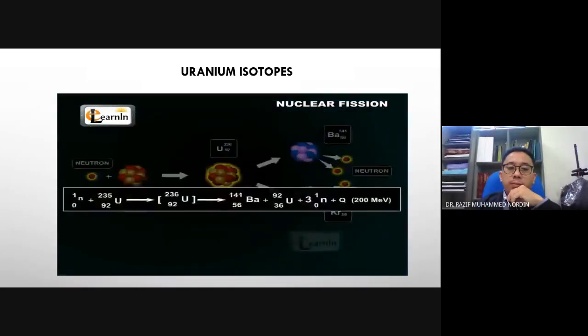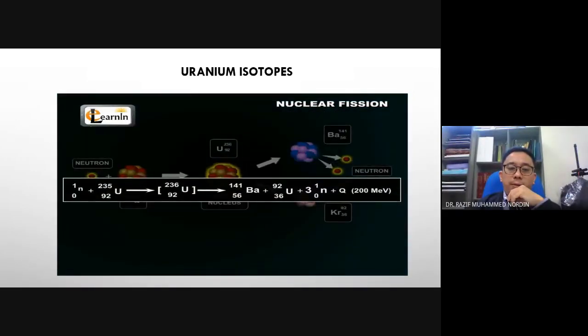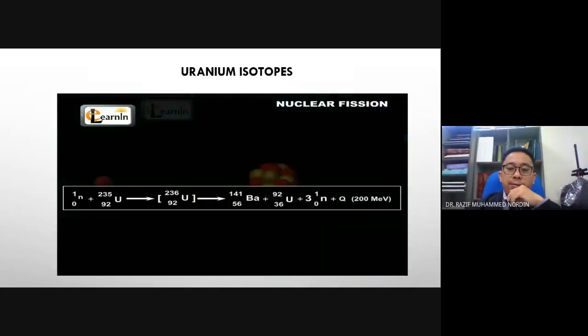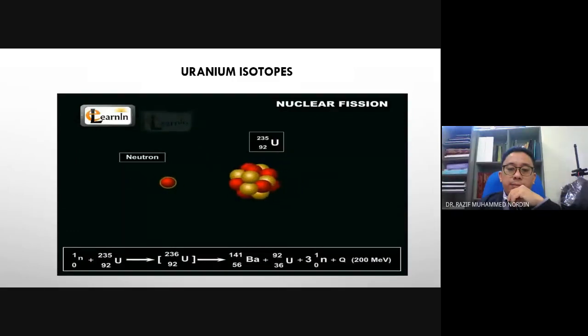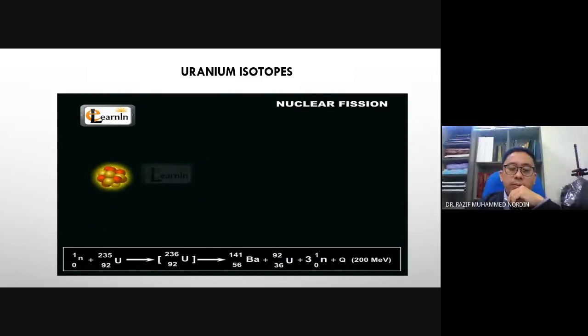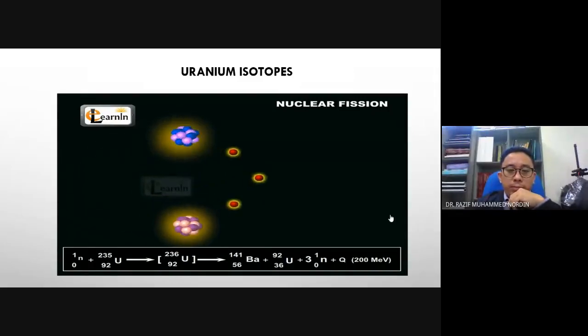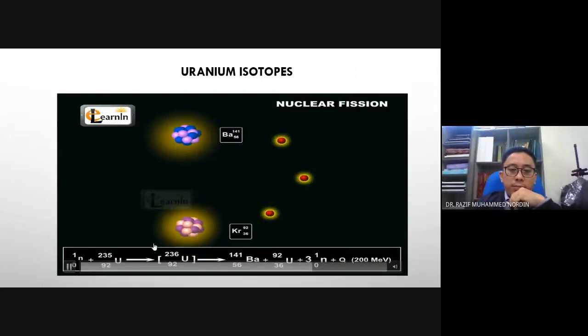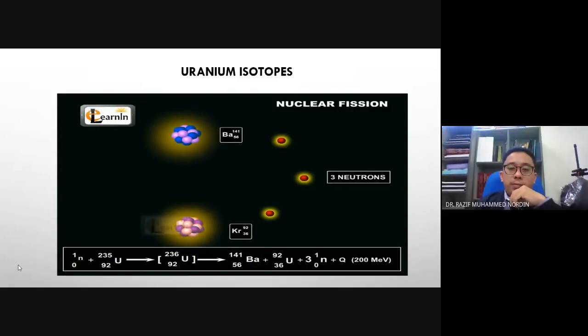The chemical equation of the nuclear fission reaction taking place can be represented by this equation. So as you can see from the equation, 1 neutron combines with uranium-235, forming an unstable compound nucleus, uranium-236. This unstable nucleus splits into 2 stable nuclei, barium-141 and krypton-92. In addition to these 2 nuclei, 3 neutrons are also emitted, as well as a high amount of energy denoted in the equation by Q.